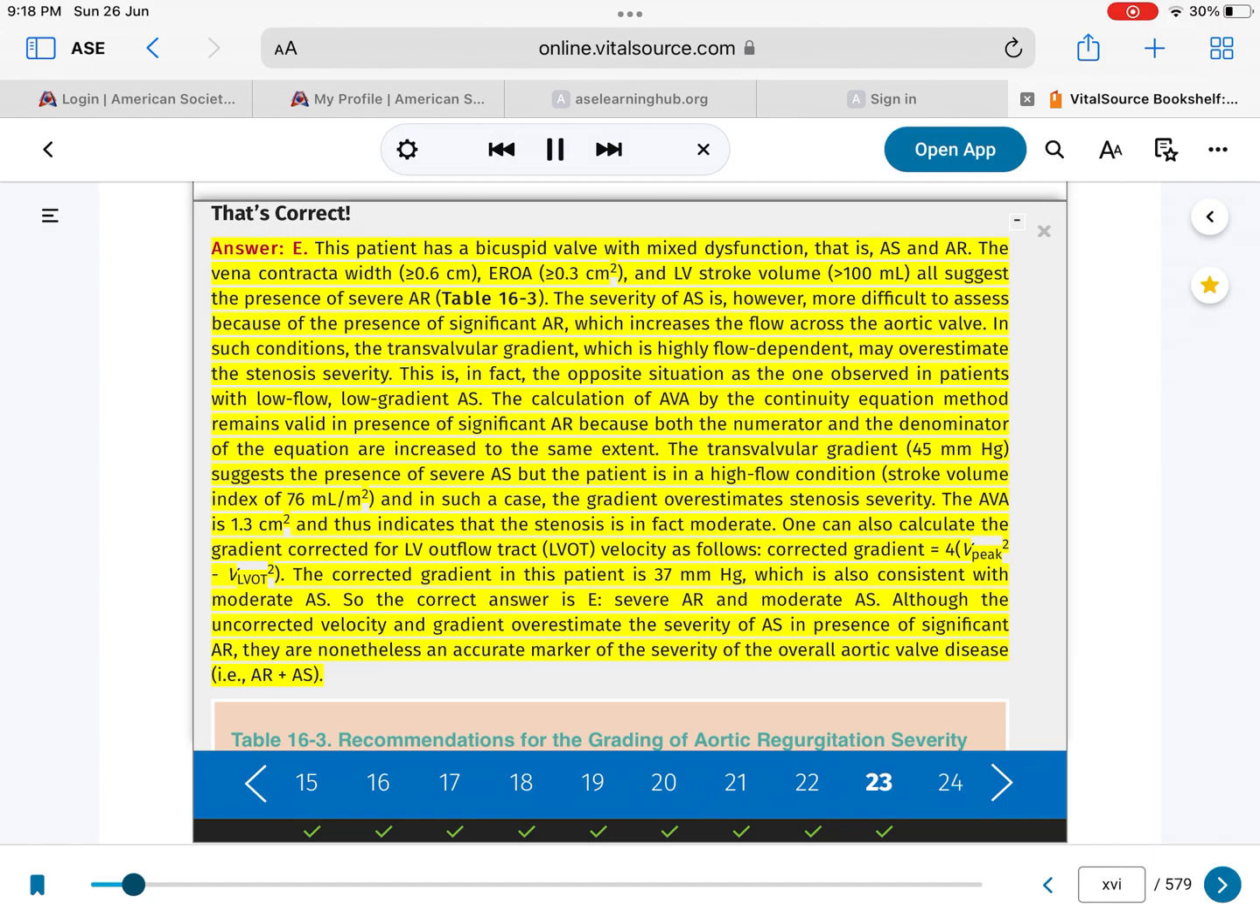The transvalvular gradient, 45 mmHg, suggests the presence of severe AS, but the patient is in a high flow condition, stroke volume index of 76 ml/m2, and in such a case, the gradient overestimates stenosis severity. The AVA is 1.3 square centimeters and thus indicates that the stenosis is in fact moderate.